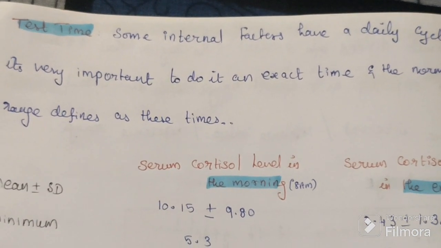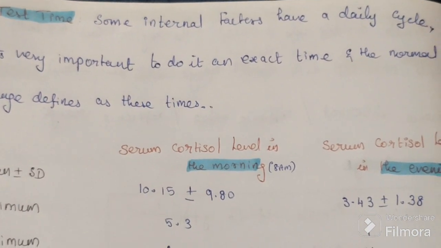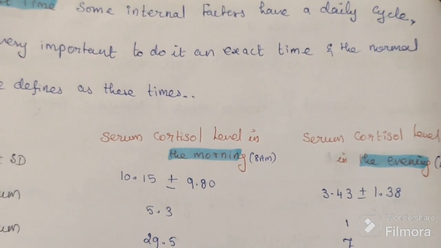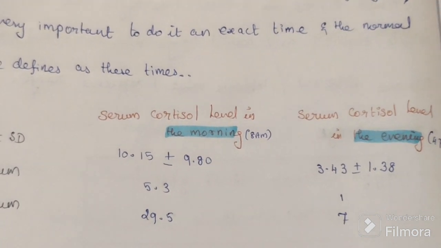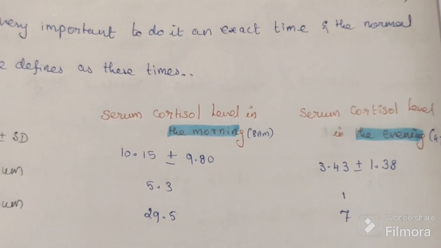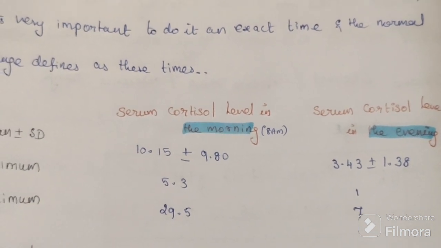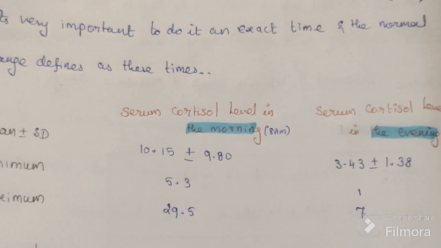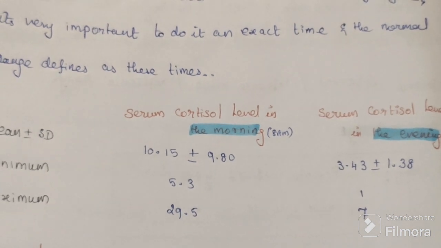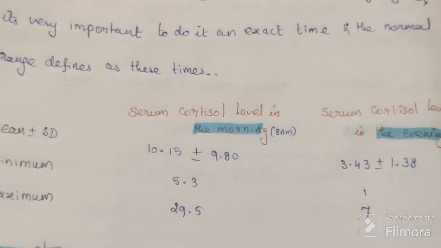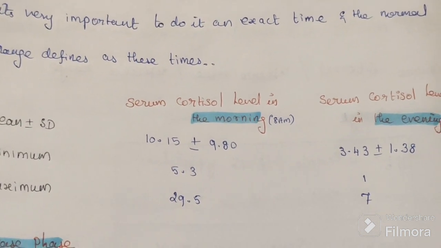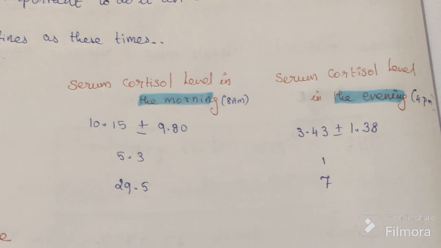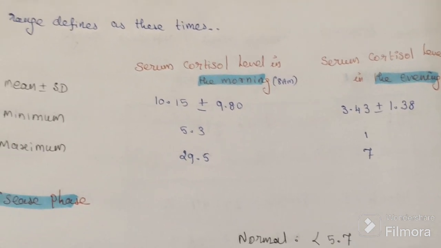The test time. Some internal factors have a daily cycle, therefore it is very important to do the test at an exact time, and the normal range is defined for this time. For example, cortisol should be examined at 8 a.m. or 4 p.m.